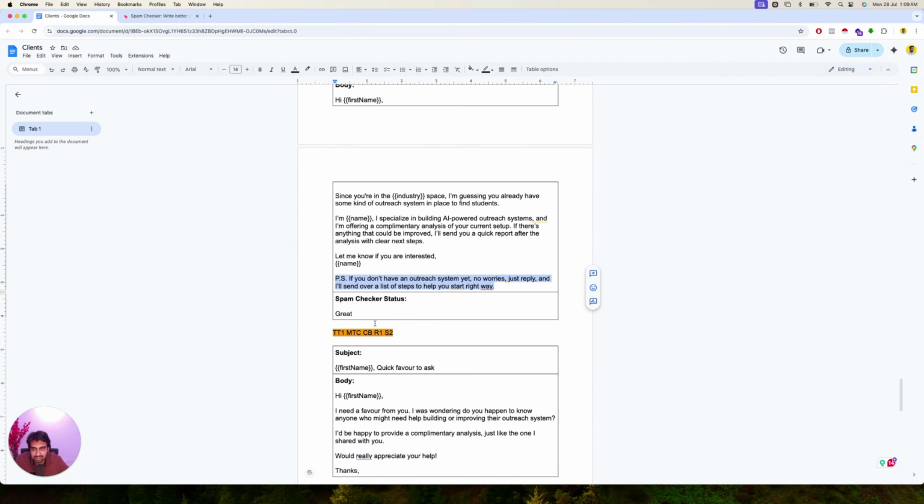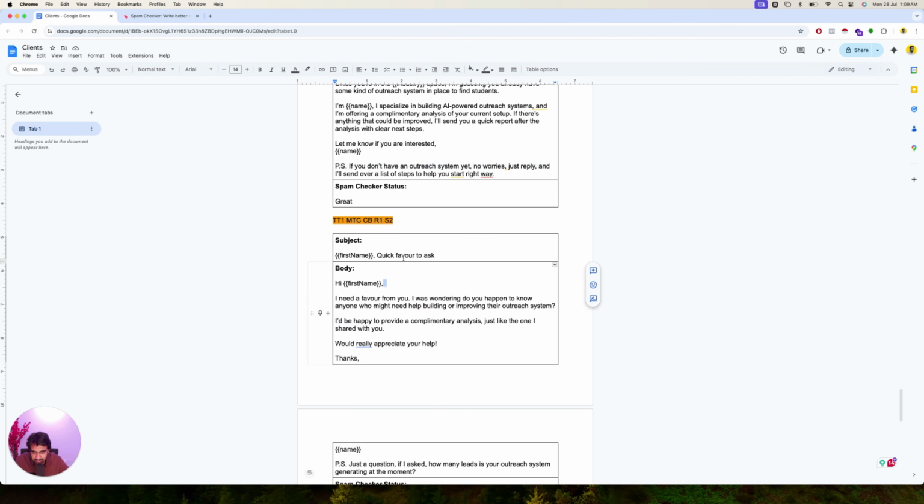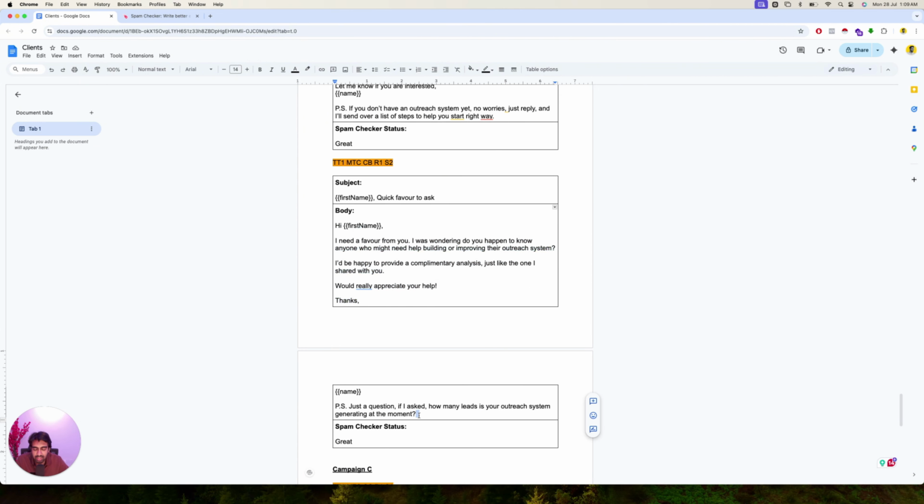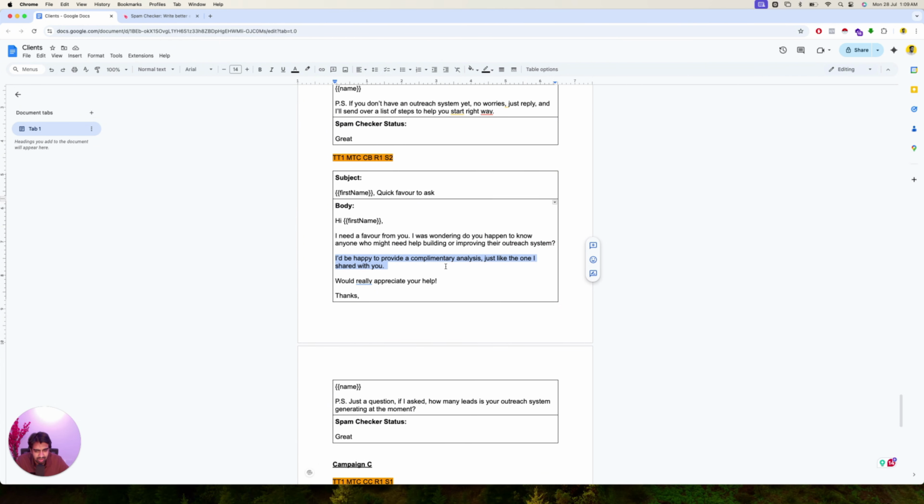Now for sequence 2 of campaign B, I know that when they never reply to sequence 1, they are not interested in the free analysis. Now it's me asking for a referral technique. This referral technique always works for enterprise companies. Now I'm wishing to try this technique for SMEs. Now I need a favor from you. Do you know anyone who might need this outreach system? Then I will want to provide this complimentary analysis like the one I shared with you. Super short.